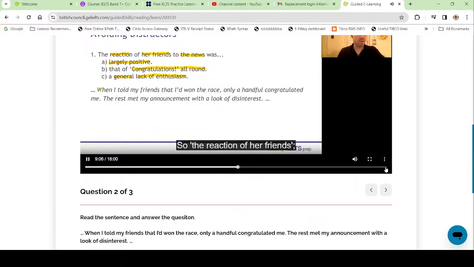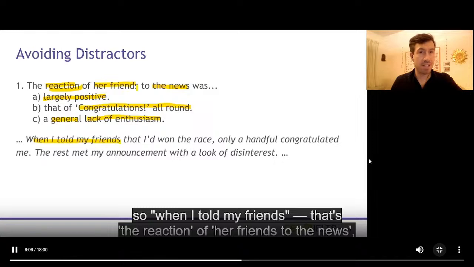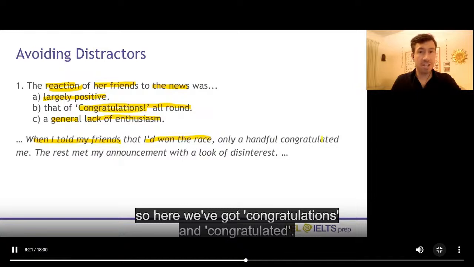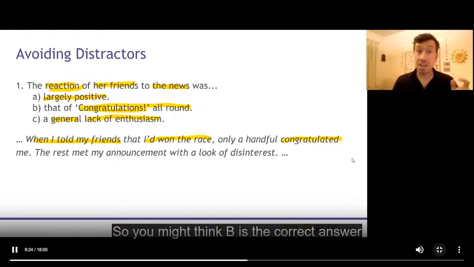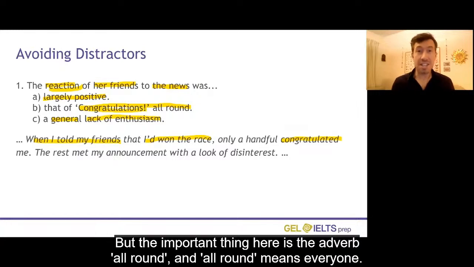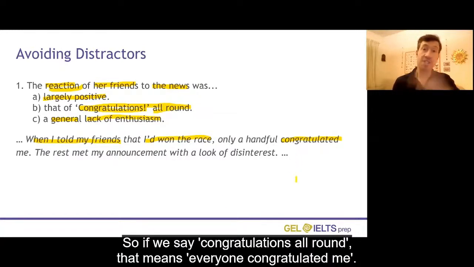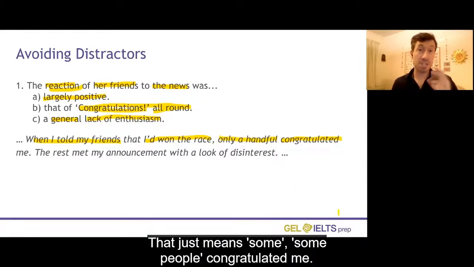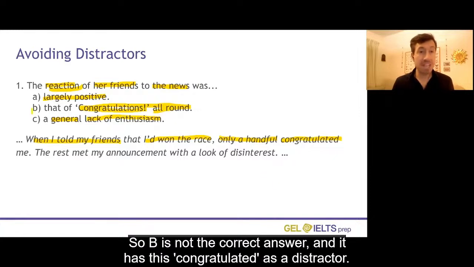Of her friends. So when I told my friends, that's the reaction of her friends to the news. So the news is I'd won the race. So I've got synonyms there. Only a handful congratulated me. So here we've got congratulations and congratulated. So you might think B is the correct answer because you've got congratulations and you've got congratulated. But the important thing here is the adverb all round. And all round means everyone. So if we say congratulations all round, that means everyone congratulated me. However, here it says only a handful. That is not the same as all round. That just means some. Some people congratulated me. So B is not the correct answer.